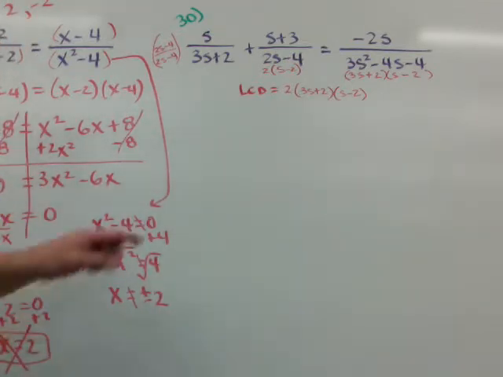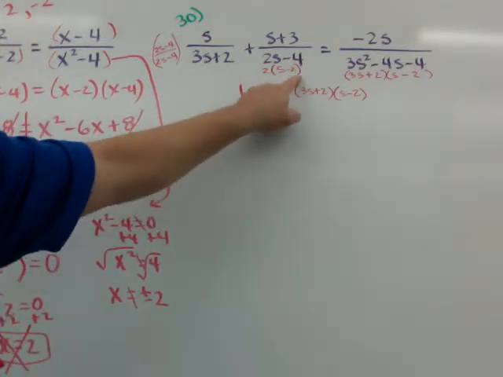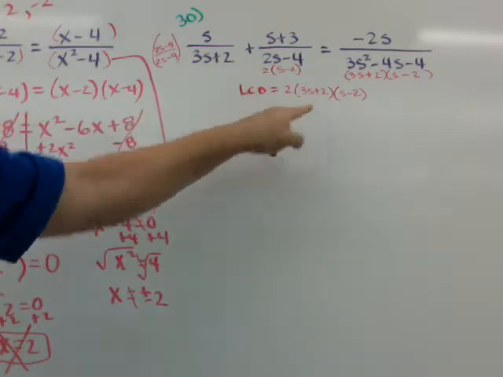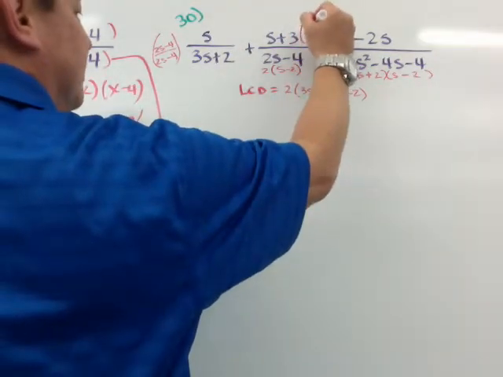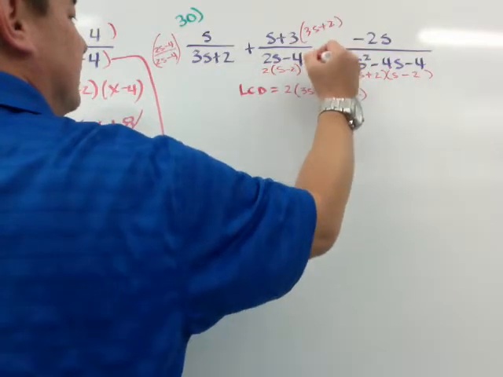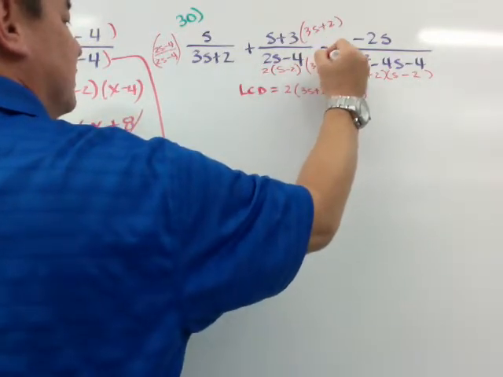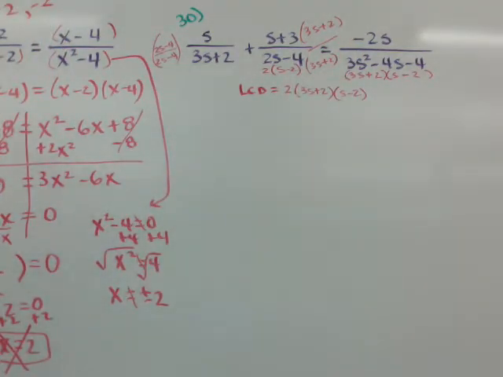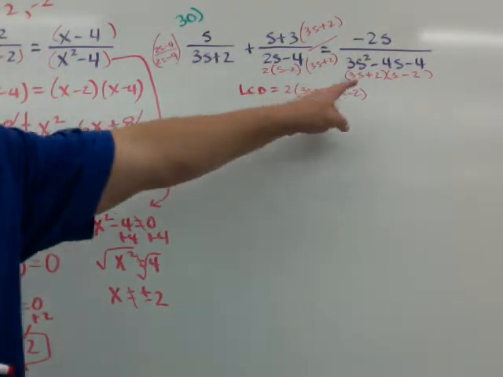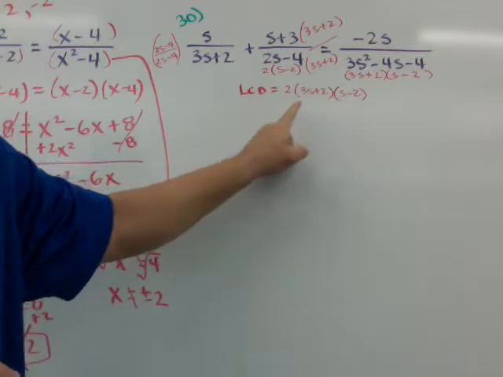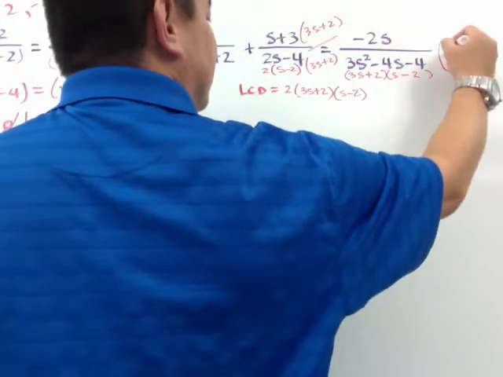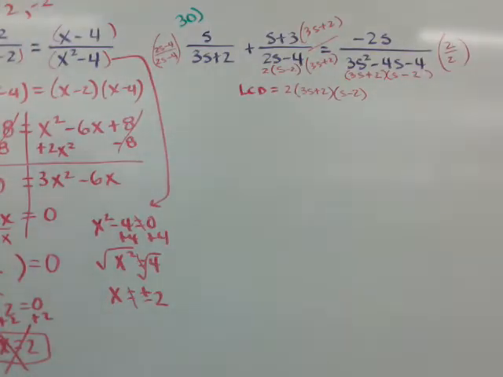In this middle one, I already have the 2 and s minus 2 here, so I need to multiply it by whatever I don't have, which is the 3s plus 2. 3s plus 2 and 3s plus 2. And there's my fraction line. Okay. And then this one already has the 3s plus 2 and s minus 2, which means I'm only missing the 2. So I need to multiply this one by a 2.